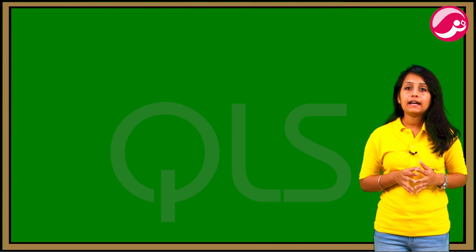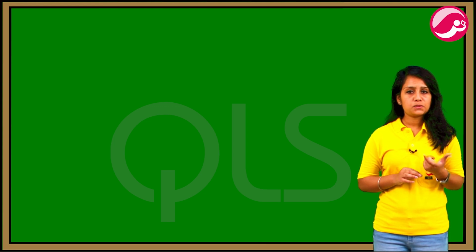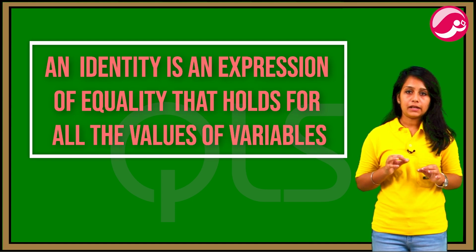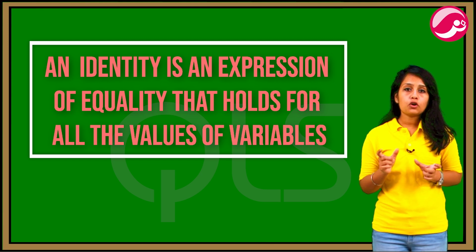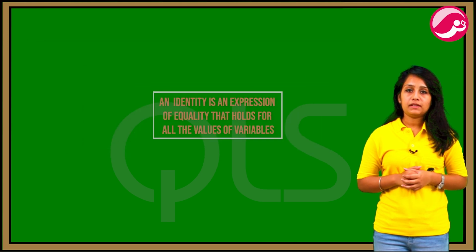Now, what are algebraic identities? They are basically polynomials. An identity is an expression of equality that holds for all values of variables. I repeat, an identity is an expression of equality that holds for all values of variables. We shall be using these identities later at various places.